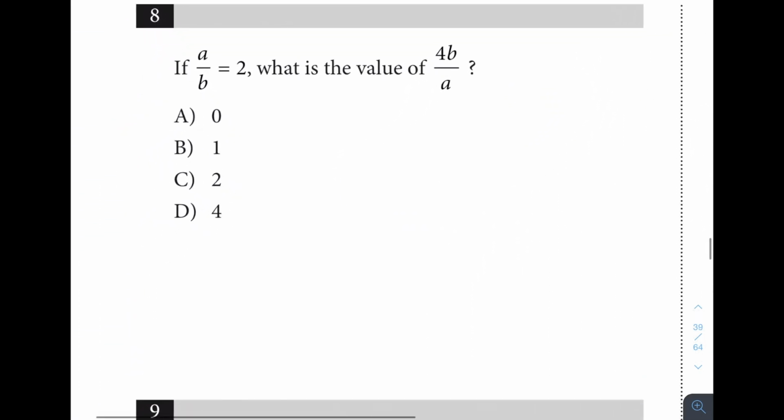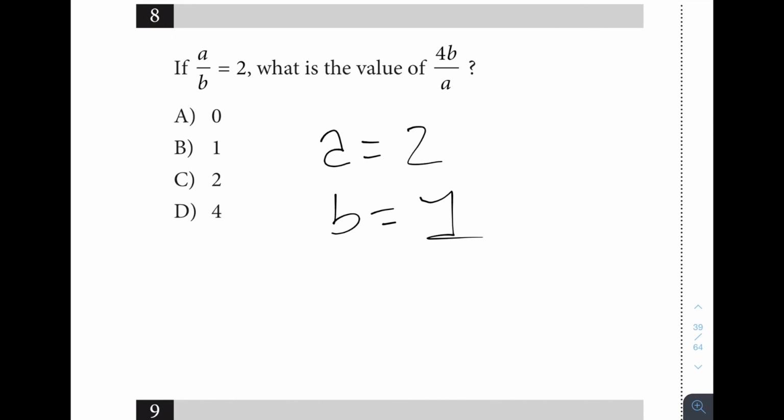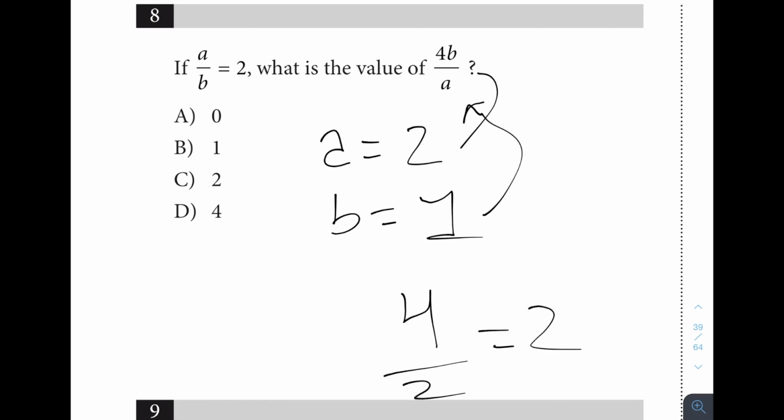This question, you can just plug in numbers for a and b to get anything that'll equal 2. So the easiest numbers is to make a equal to 2 and b equal to 1, because 2 over 1 equals 2. Then you can just plug these two in here. So you'll get 4b over 2, and that equals 2, so you'll get C.